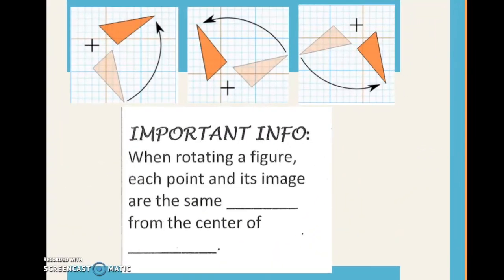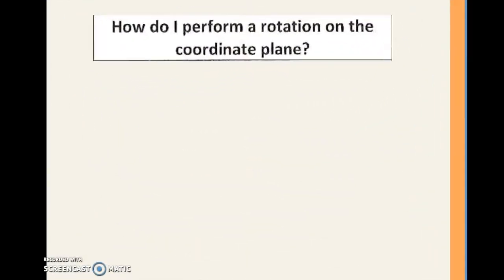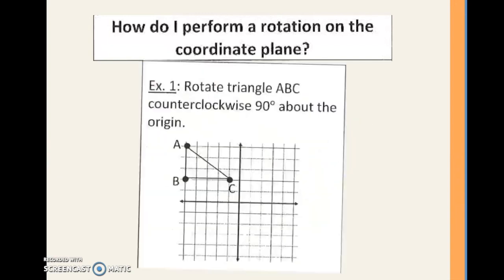Let's look at what's important here. When we rotate a figure, each point and its image are the same distance from the center of rotation. What that really means is the distance from the center to any point on the shape stays the same. So every point makes a circle around the center. That's all that is. How do I perform a rotation on the coordinate plane?